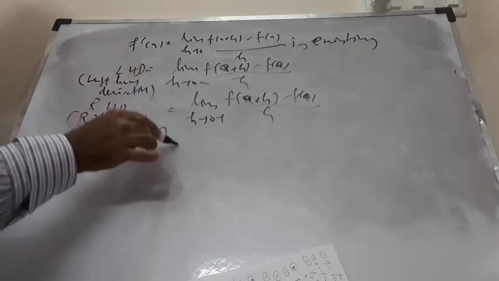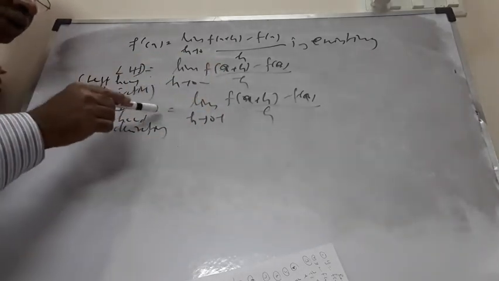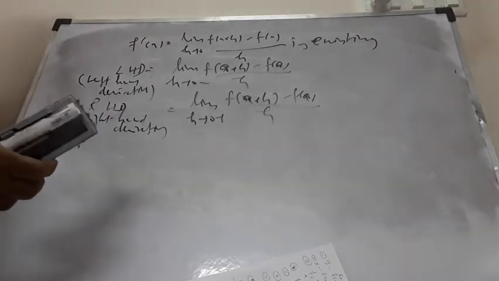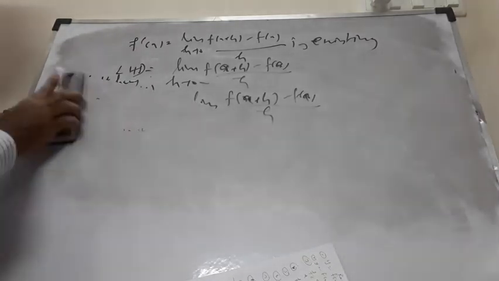If left hand derivative and right hand derivative both exist and both are equal, then only it is differentiable at the point x equal to a. Instead of x, I put a particular value a. Both should exist and both should be equal. That's the meaning of a function being differentiable at a particular point, and that common value is the corresponding derivative at that point.